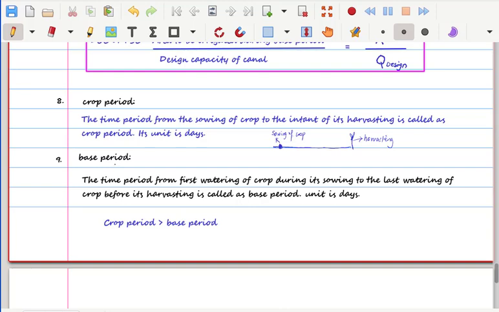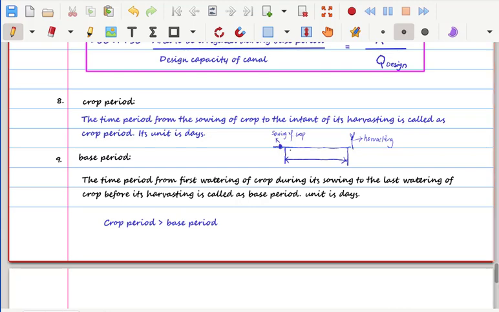And what is base period? Base period is dependent on the watering: the time period from the first watering of the crop after its sowing to the last watering of the crop before its harvesting. See, now there is a little bit of difference. You need to remember that in crop period, the period is from sowing to harvesting, right? But in base period, the time period starts from the first watering and goes to the last watering before harvesting, which will be somewhere here, right?